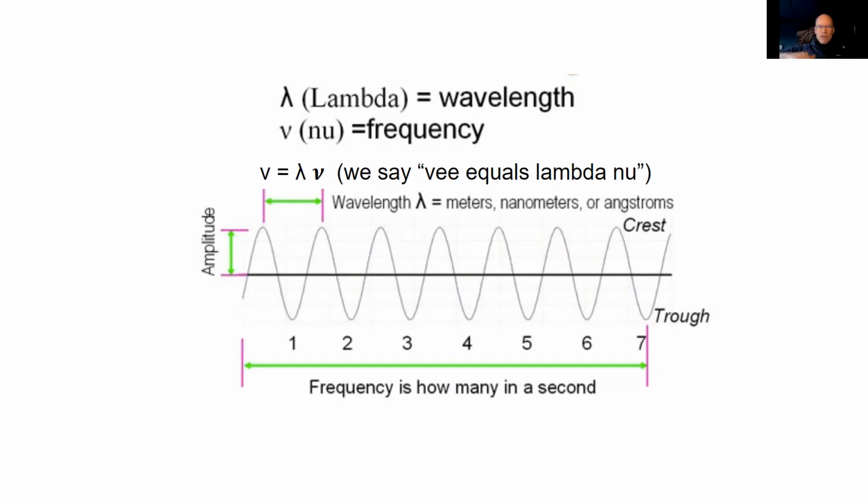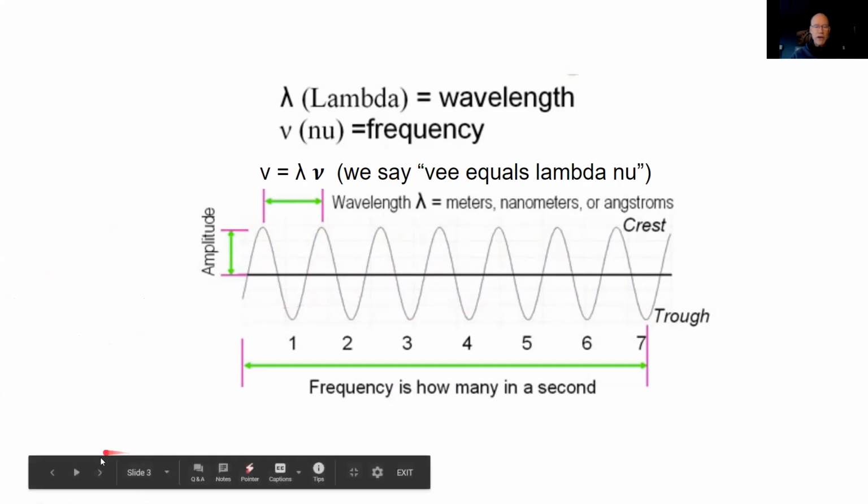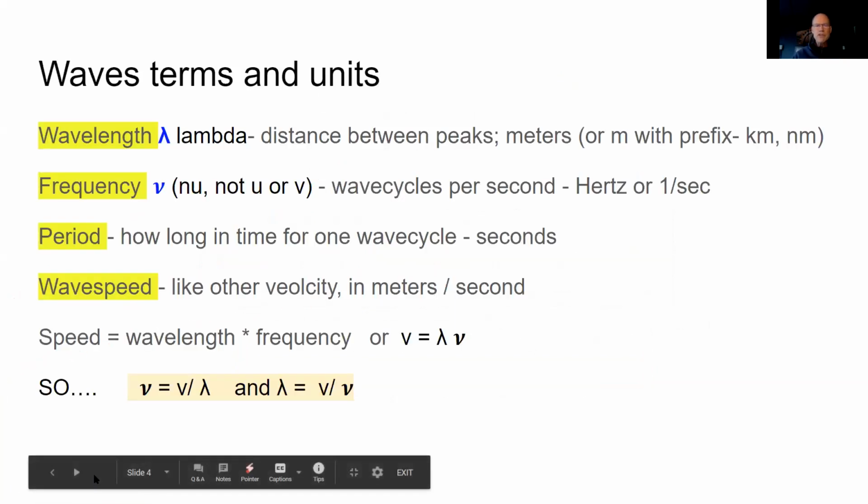The up and down from start to finish is one wave cycle. So if we say wave cycle, it's when the wave starts here, we go up to the top, down to the bottom, and come back up. That's a wave cycle. So how many times does it do that per second? Well, if it did that 3 times a second, it would have a frequency of 3 per second. And we're going to call that 3 hertz. So wave terms and units.